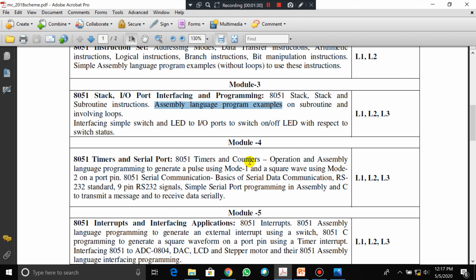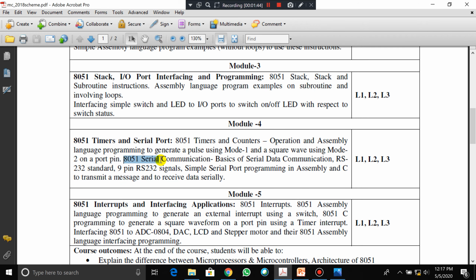So now presently we are discussing module number 4, that is serial communication 8051. We already discussed about 8051 timers and serial ports, which the data has been shared in the previous classes. So in this session we are discussing about 8051 serial communication, what are the basics of this, and RS-232 standards and 9-pin RS-232 signals we are going to discuss. Some of the programming examples we will discuss in the later classes.